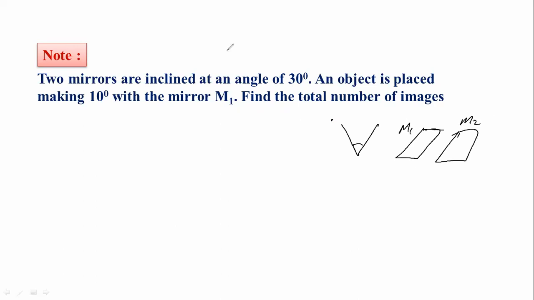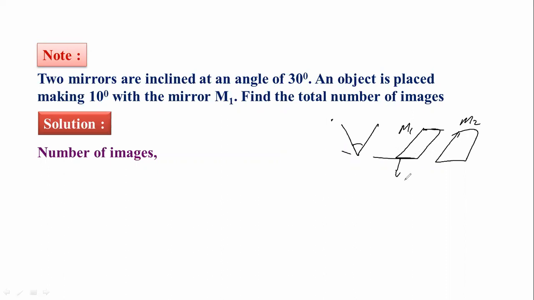So we will keep the object making 10 degrees with mirror M1. I place an object here. So that will make an angle of 10 degrees with the mirror M1. Find the total number of images. Forget about the angle. Here we should know the condition.